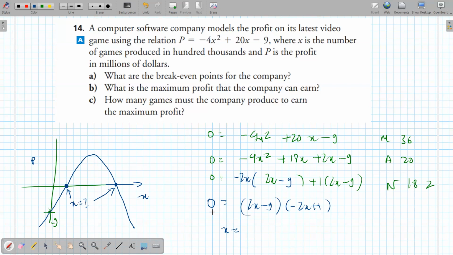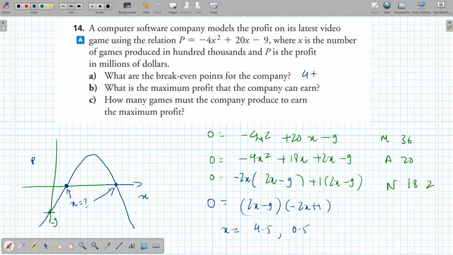So how do you solve for x? You're going to set those brackets equal to 0. 2x minus 9 equals 0. What's x? 4.5. The other one, 2x plus 1 equals 0. What's x? 0.5 would do it. So there you go. But now we have to answer this in the context of this question.